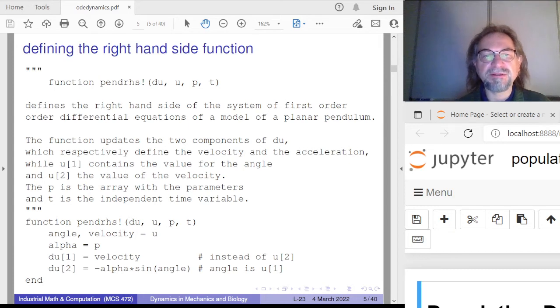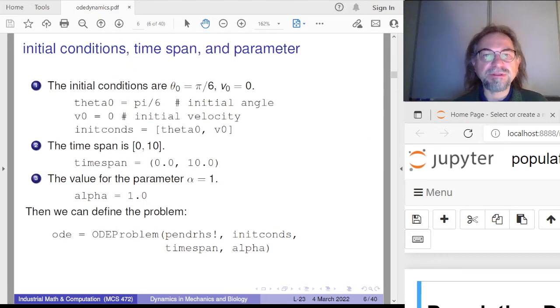In defining this right-hand side function, instead of writing u1 and u2, we can unpack the components of u as the angle and the velocity, respectively the first and the second component. Okay, so that's the right hand side. If you ever used the SciPy module odeint, that is a very similar approach here. The syntax is only different.